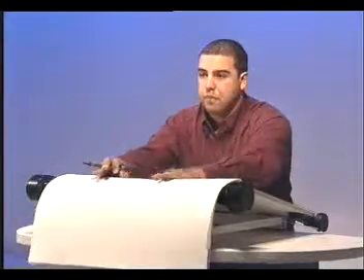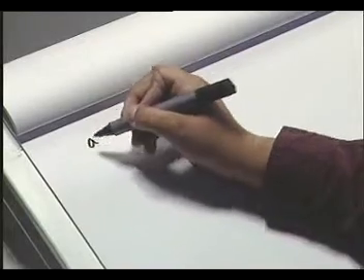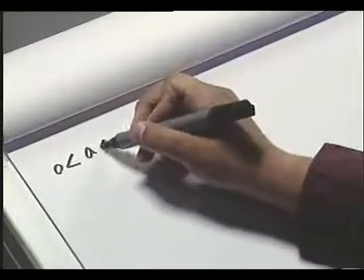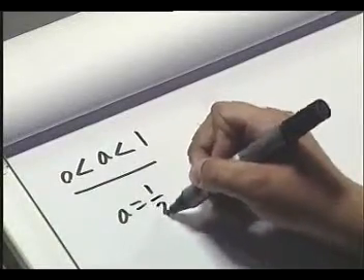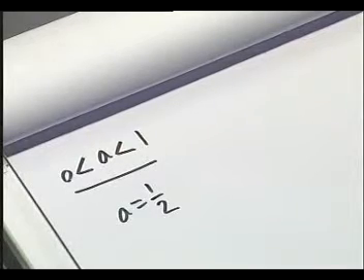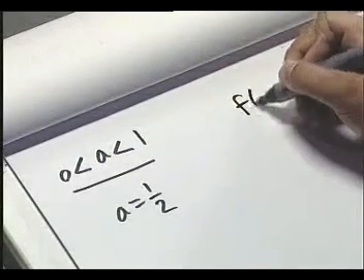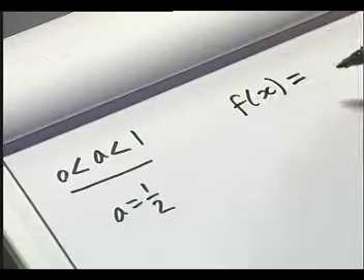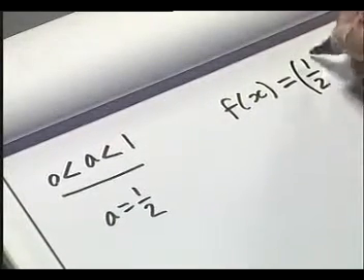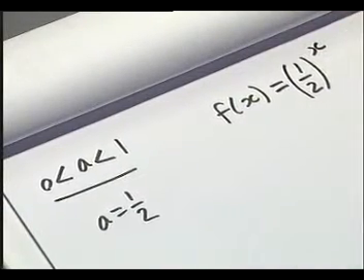The last case I would like to consider is the case where a is between 0 and 1. To demonstrate this case, I would like to look at a specific example. In this case, I will choose a equals 1/2. So this means I'm looking at the function f of x equals 1/2 to the power of x.